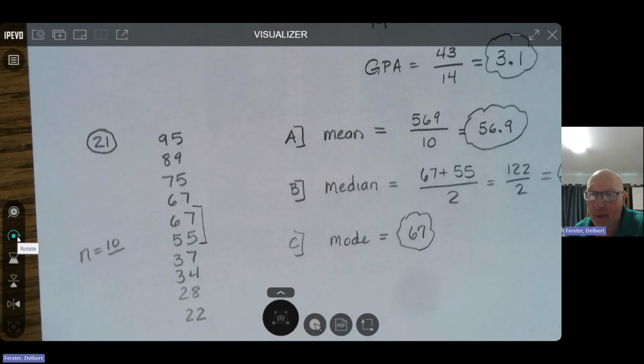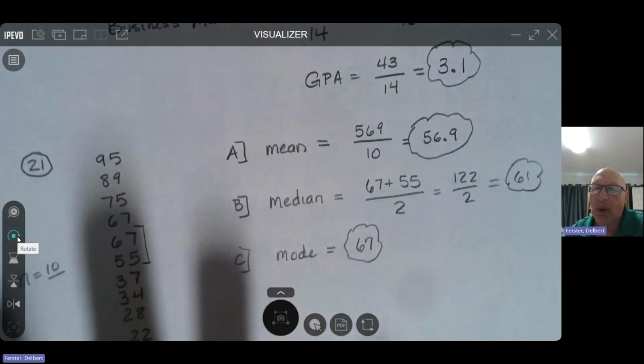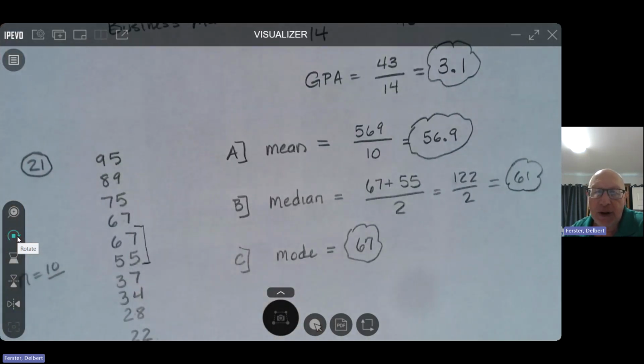Since there's an even number of data entries, the median will not be one of the data points. It will, in fact, be the average of the 2 middlemost. So we're going to average 67 and 55. Yes, you guessed it. That means we'll add them, and then we'll divide that sum by 2. So your median comes in at 61.